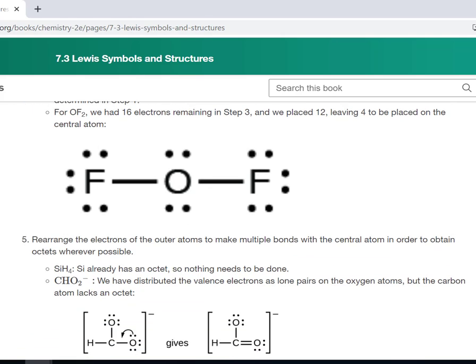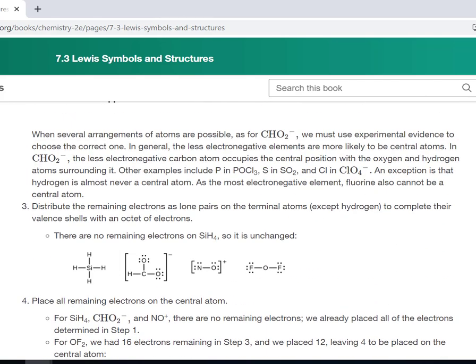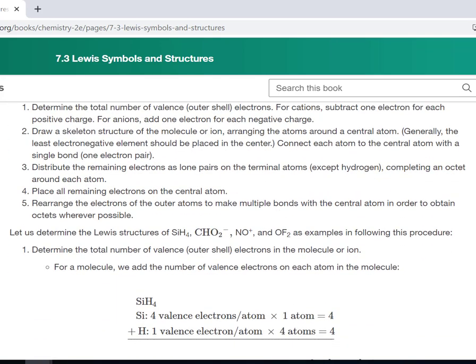In step 5, we do some rearranging of electrons. Now, why would we do that? Let's go back and read step 5 up here. Step 5 says, rearrange the electrons of the outer atoms to make multiple bonds with a central atom in order to obtain octets wherever possible. So step 5 we are only doing if we don't have octets somewhere.